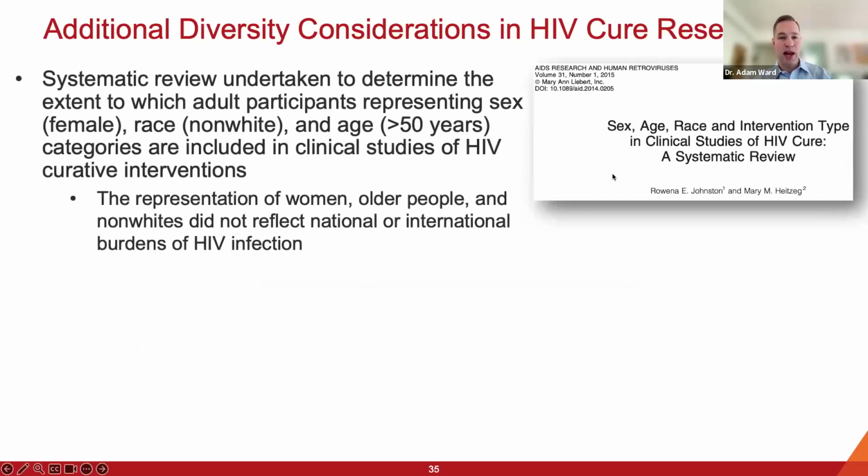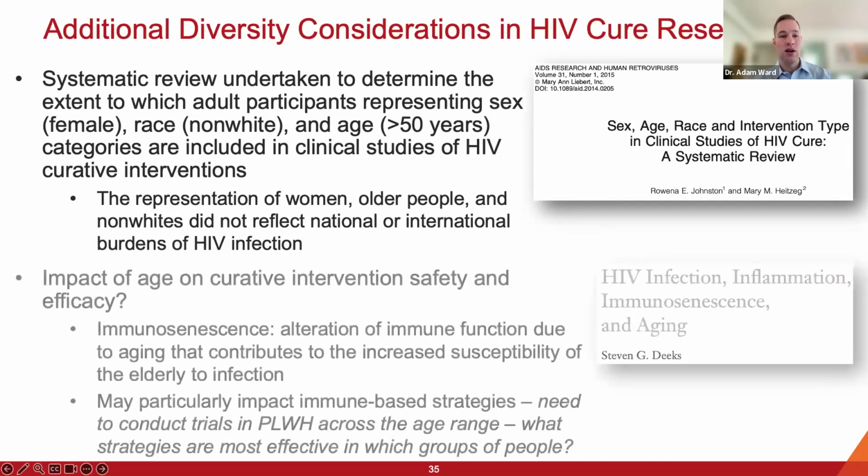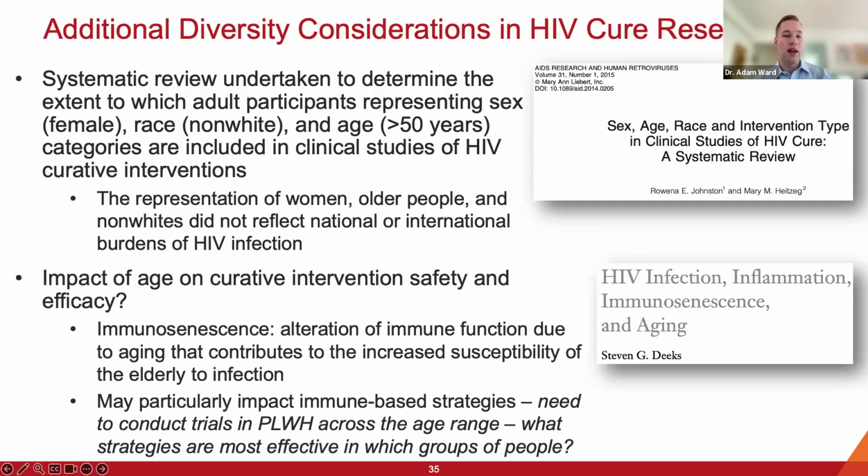There was also this systematic review. It's a little bit older. It was published in 2015 on sex, age, race, and intervention type in clinical studies of HIV cure. But they found that the representation of women, older people, and non-whites did not reflect the national or international burdens of HIV infection. And so here I wanted to highlight a question on what is the impact of age on curative intervention safety as well as efficacy.